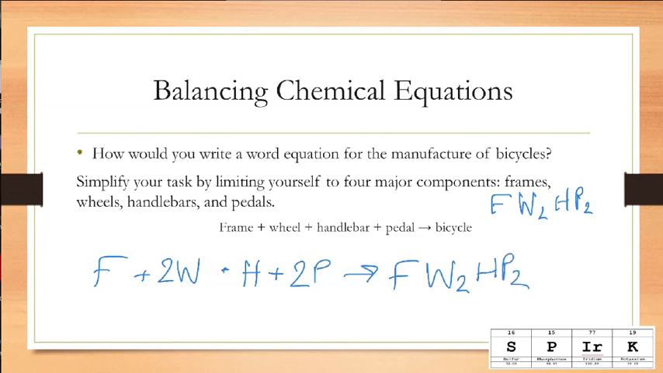So if you notice, we have everything balancing out. We have one frame, or F, on each side. We have two W's, or wheels, on both sides. We have one handlebar on each side, and we have two pedals on each side. So this is a balanced chemical equation.